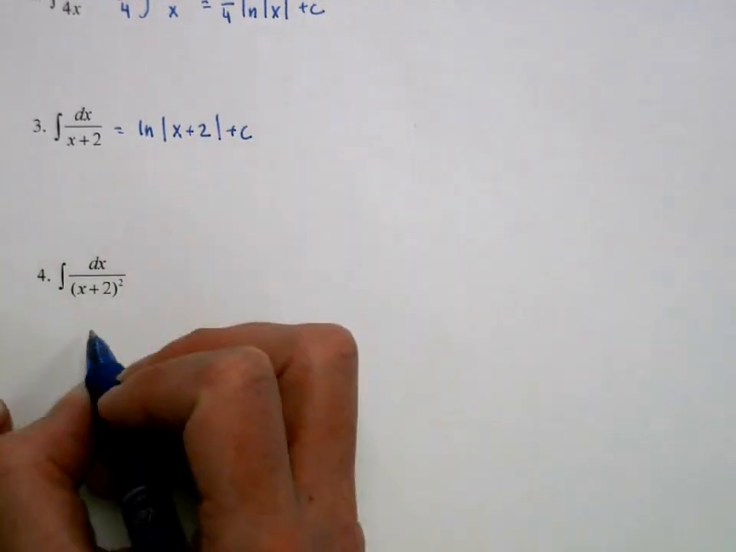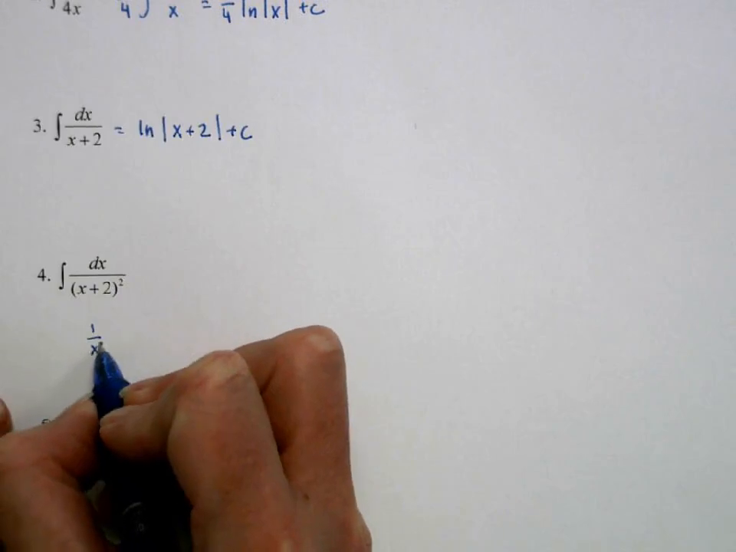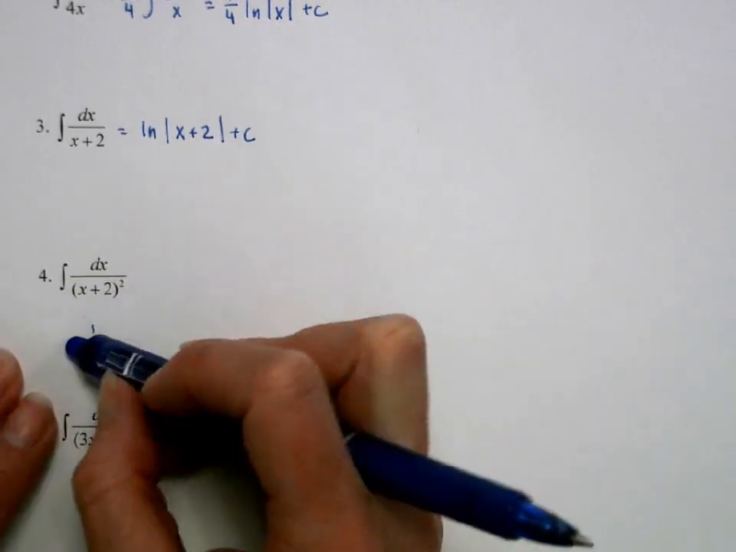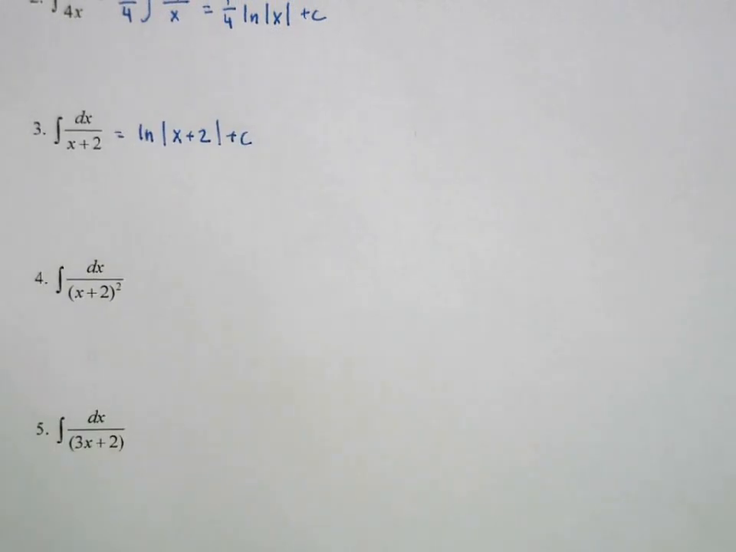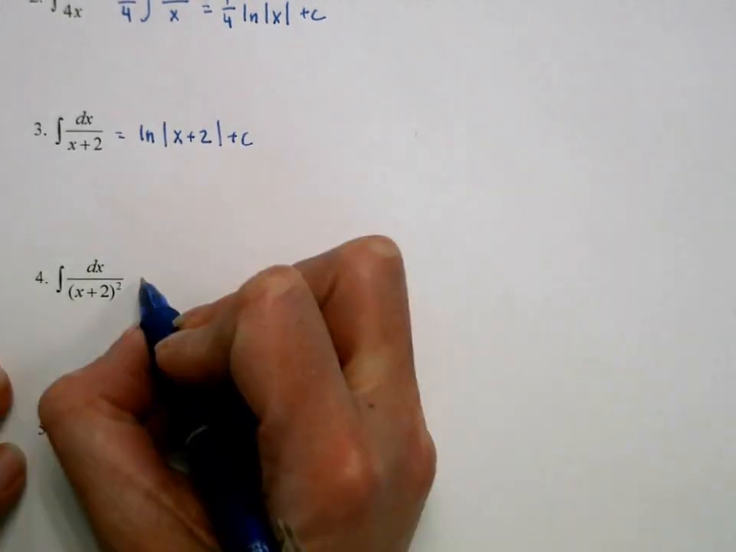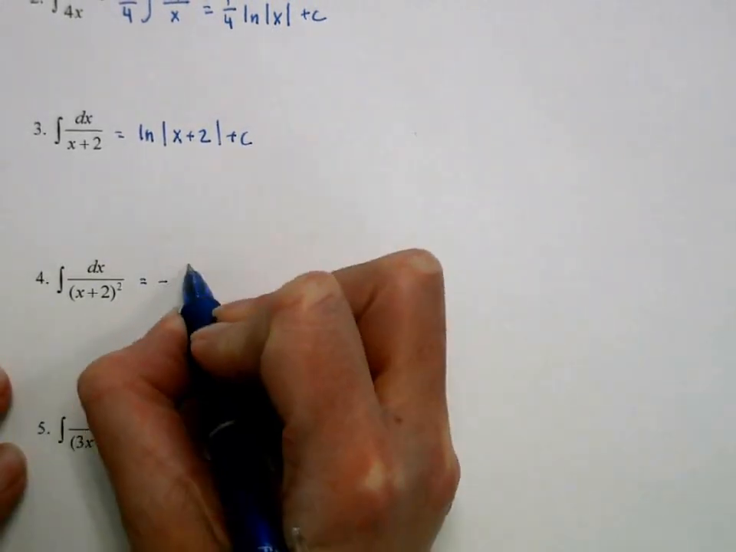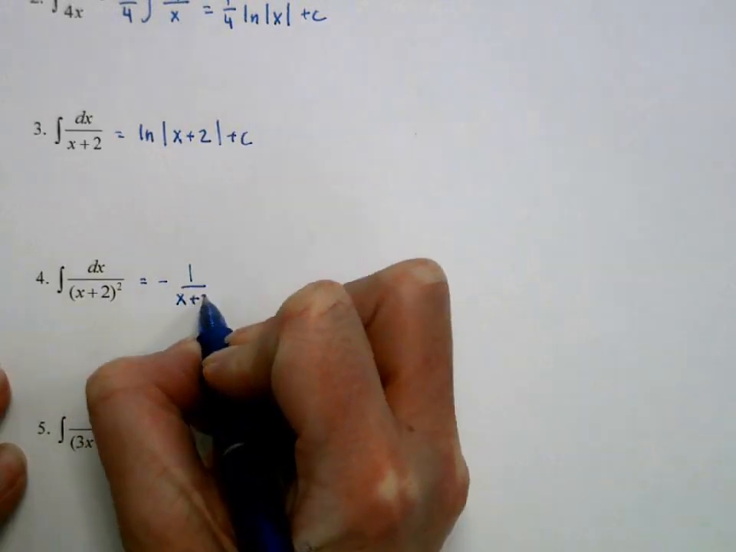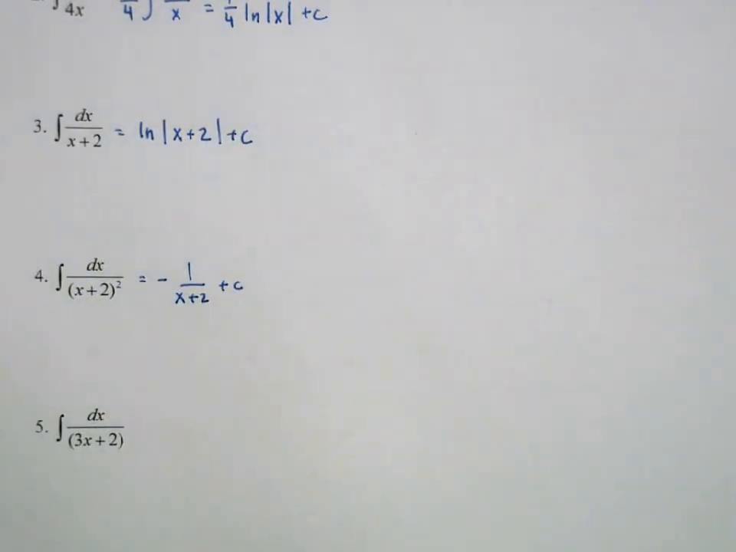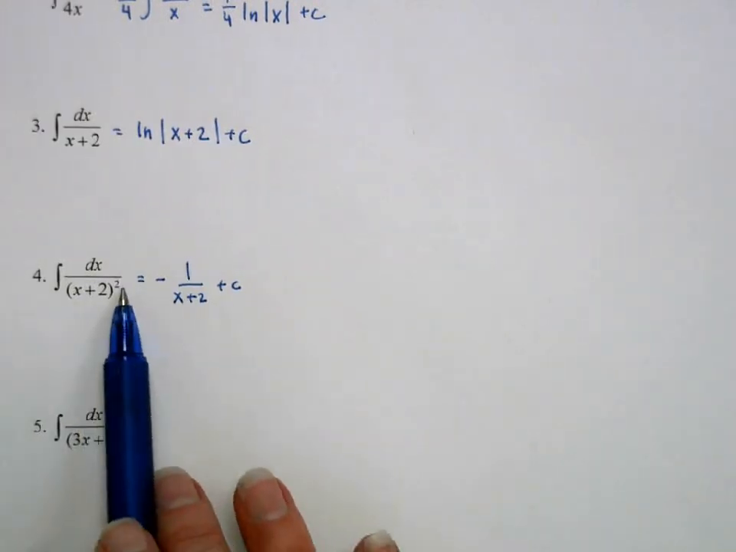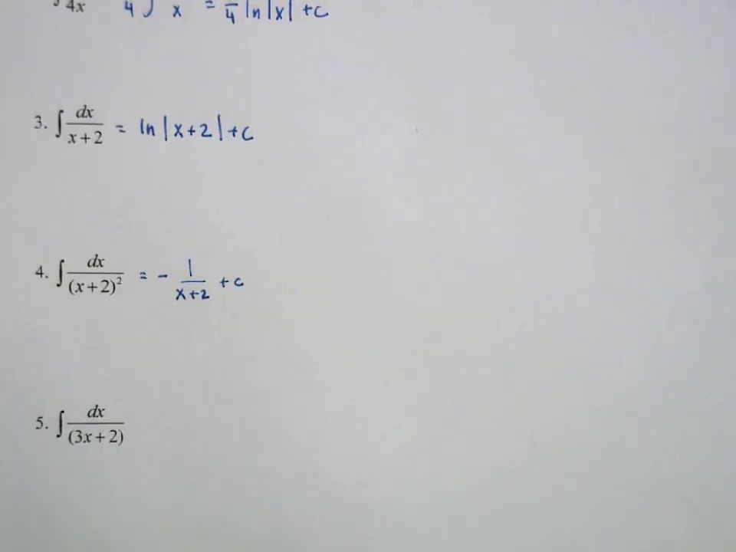So this would be similar to 1 over x squared, except it's 1 over x plus 2 squared. We know the derivative of 1 over x is negative 1 over x squared. So this integral is going to be negative 1 over x plus 2 plus c. If you don't recognize that right away, that's okay, because you could rewrite this whole thing as x plus 2 to the negative 2, and then just apply our power rule.